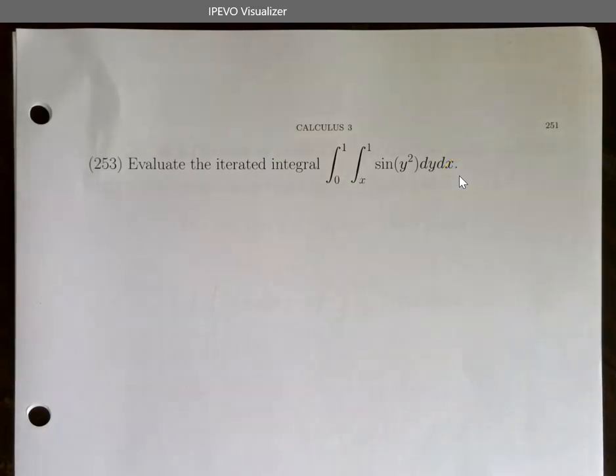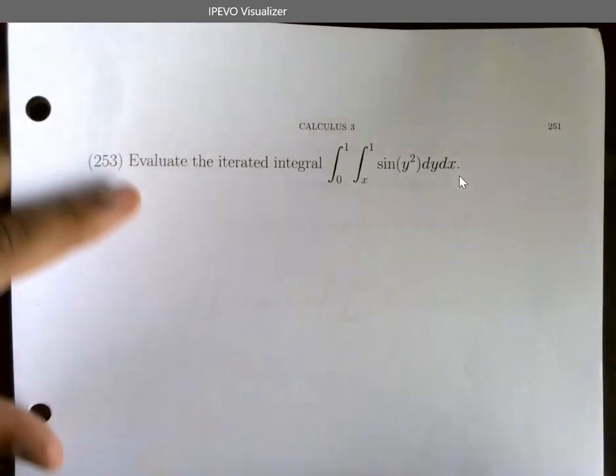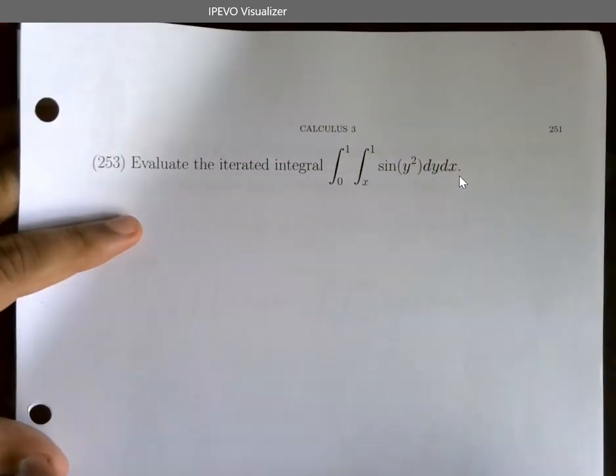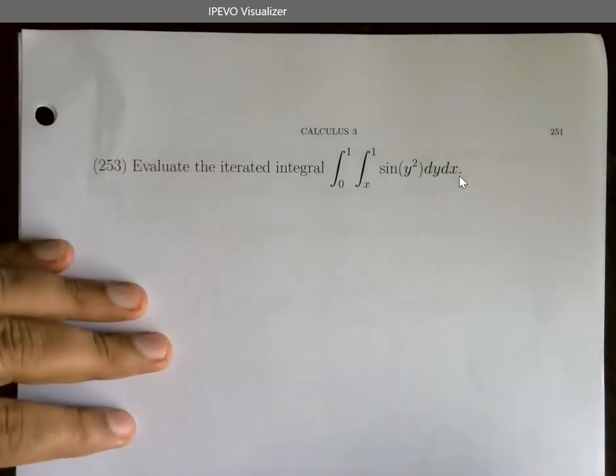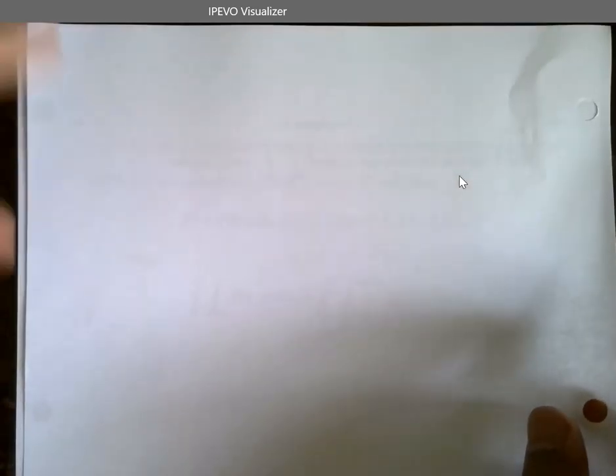Hello everyone. Today we are going to work on section 15.2, that is double integrals over general regions. What we did in the previous video was double integrals over rectangular regions. What is the difference between the two?